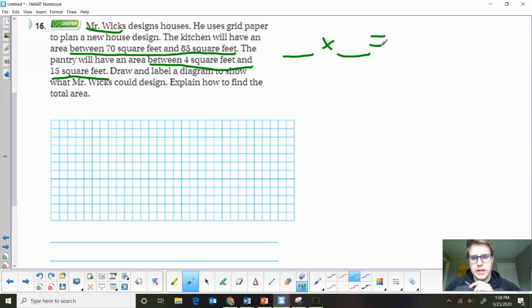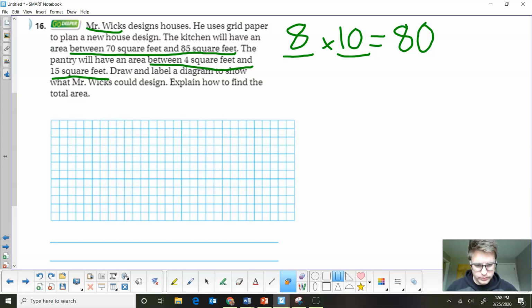Let's see. Well, 7 times 10 is 70. So what about 8 times 10? 8 times 10 is 80. And 80 is between 70 and 85. Booyah, we got our dimensions right here, an 8 by 10. So let's draw an 8 by 10 to start with.